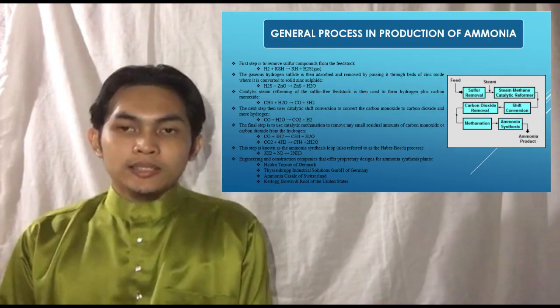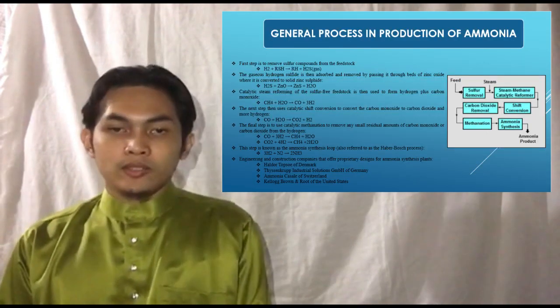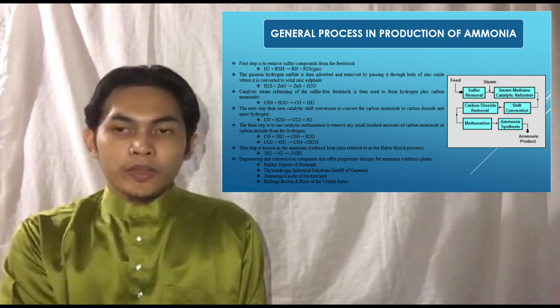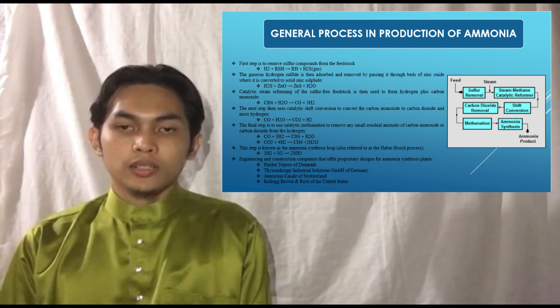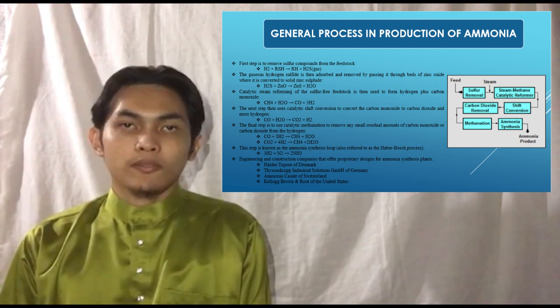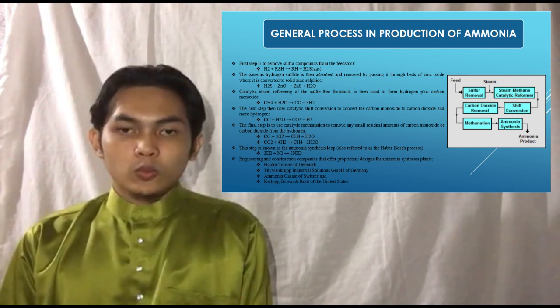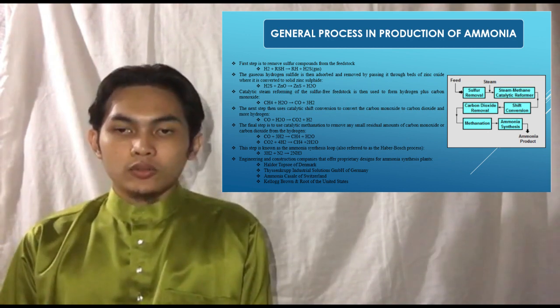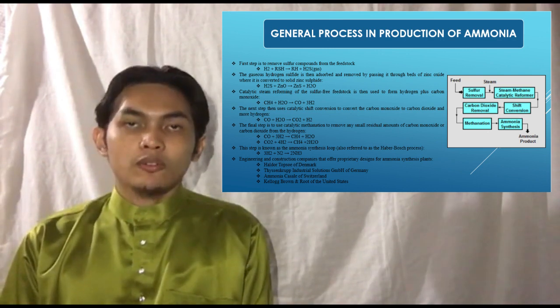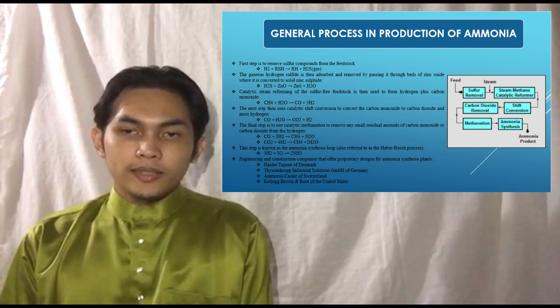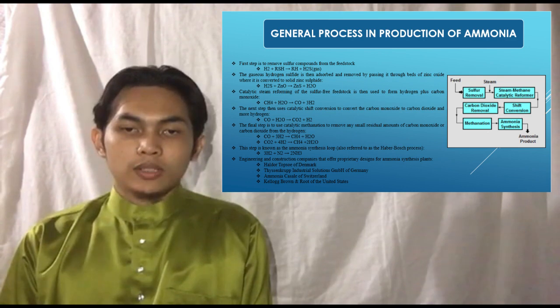There are a few processes to produce ammonia, starting with a natural gas feedstock, such as in the picture. A hydrogenation process will occur to convert sulfur compounds to hydrogen sulfide. The gases will be absorbed and removed to convert into solid zinc sulfide. Then catalytic shift conversion is used to convert CO to CO2. Lastly, the catalytic methanation is used to remove residual amounts of CO or CO2 from hydrogen.